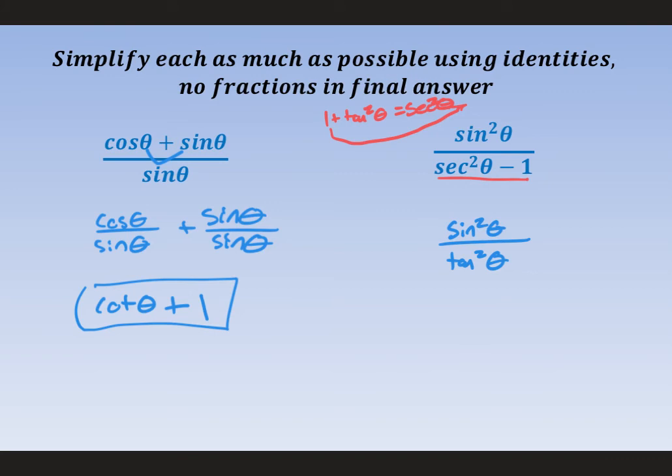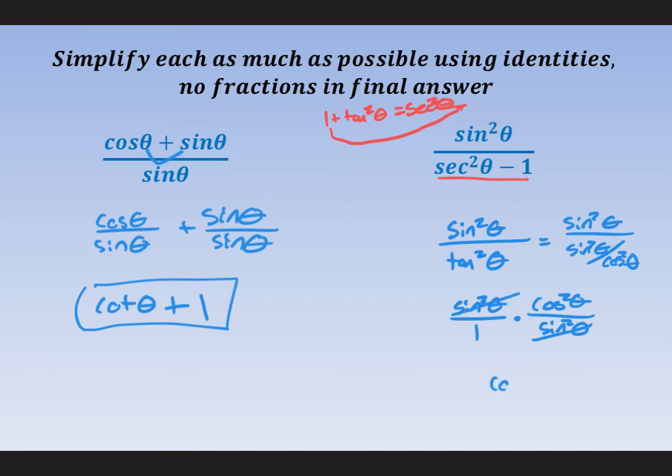Okay, tangent squared theta, we can change that into sine over cosine. So we'll go sine squared theta over sine squared theta over cosine squared theta. And then we're dividing by a fraction, so we'll multiply by the reciprocal, so we get sine squared theta over 1 times cosine squared theta over sine squared theta. We'll cross off our sine squared theta, and we're left with just cosine squared theta.